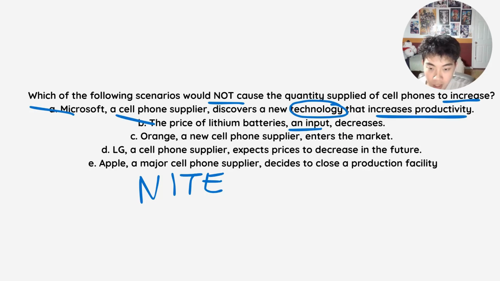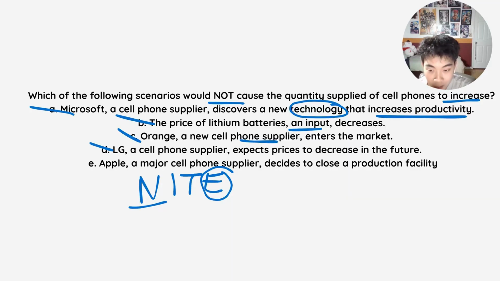C, Orange, a new cell phone supplier, enters the market. Because we have more suppliers, it goes with N. The number of sellers increases, which means the supply also increases. So C is wrong. D, LG, a cell phone supplier, expects prices to decrease in the future. This goes with expectations, E. If we expect prices to decrease, the supply of cell phones would increase in the future. So that wouldn't work.